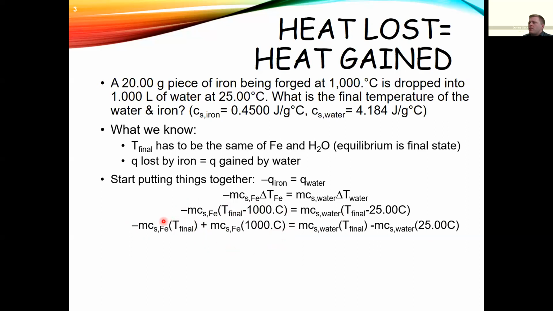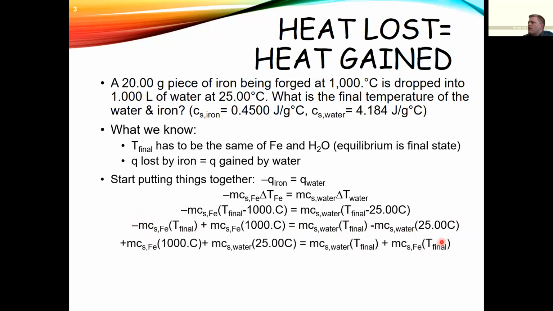Then what we're going to have to do is we want to get our final temperature all on one side. So we're going to take this negative value, we're going to add it to both sides. So that'll move that over here. We'll take this negative value, add it to both sides, so it'll move over here. Now we have our final temperature all on one side, and then we can factor that out. What that'll look like is this. So we'll have the MC for water plus the MC for the iron times the final temperature.